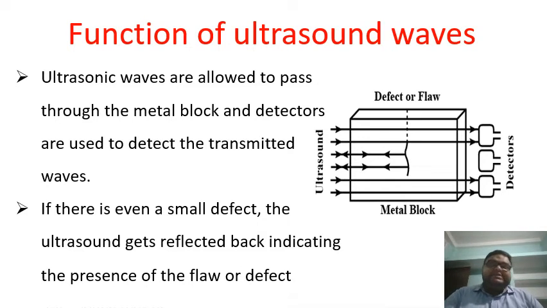So students, we see that when ultrasound waves are passed, they will pass right through the metal block. Right students? It will pass right through the metal block if the metal block is alright. Okay. But if there is a crack in this metal block, even a small defect, then what will happen? This ultrasound wave will get bounced back, right? When it gets bounced back, then you can know that yes, at this position in the metal sheet, there is some type of obstruction.